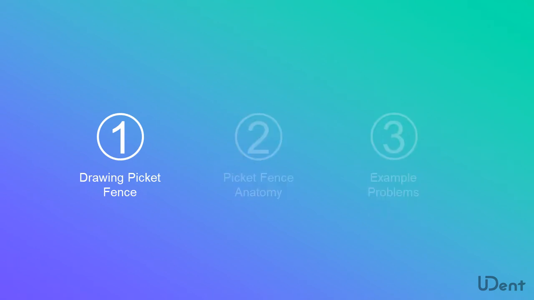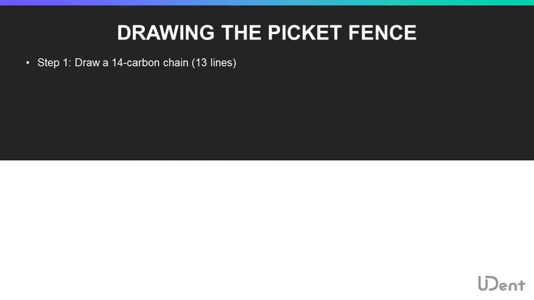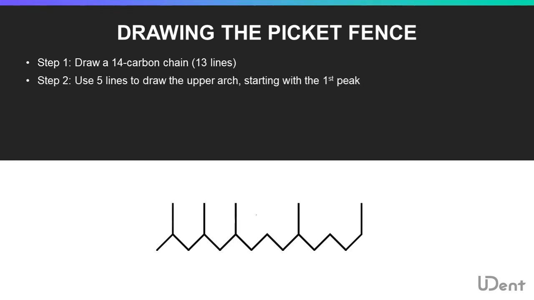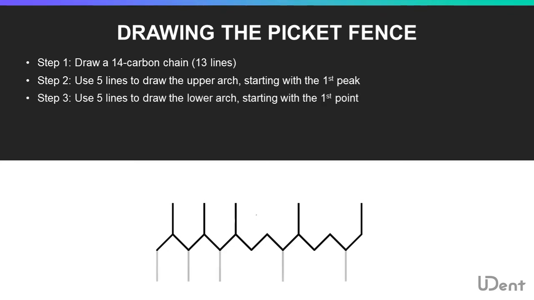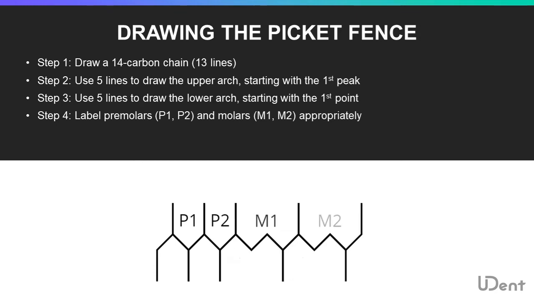Now, let's draw the picket fence. Step 1. Draw a 14 carbon chain, like the time you had to do so in organic chemistry. Make sure you have 13 lines in total. Step 2. Use 5 lines to draw the upper or maxillary arch, starting with the first crest. Step 3. Use 5 lines to draw the lower or mandibular arch, starting with the first points. Step 4. Label premolars and molar appropriately.